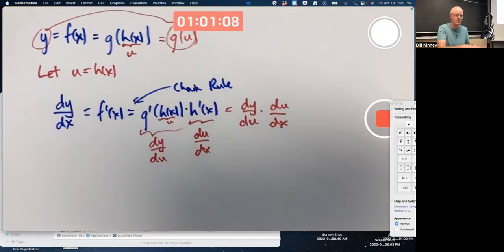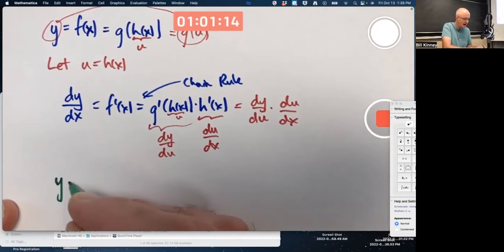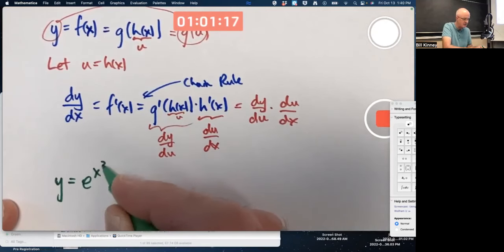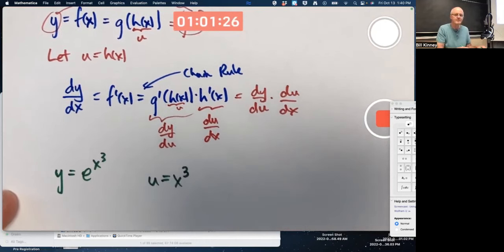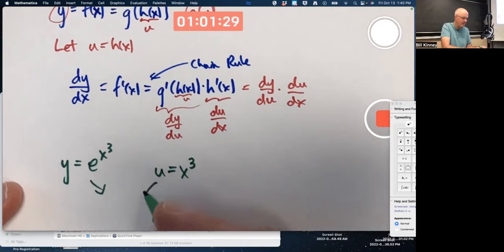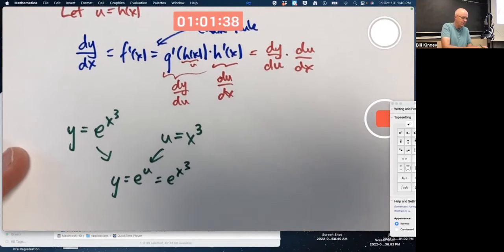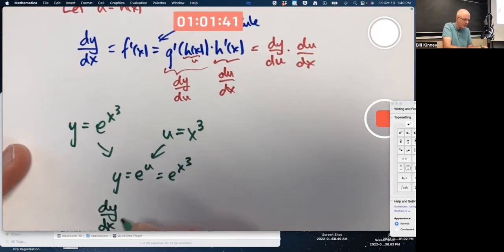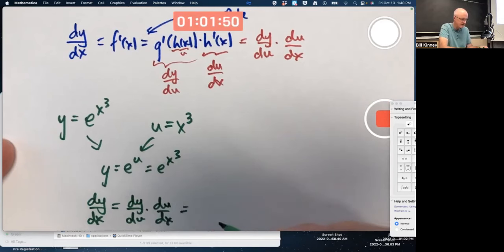To end class in 1 minute, I just want to apply this form of the chain rule to one example. I won't do the sine of it, but I'll do e to the x cubed. If you think of x cubed as being equal to a new variable, u, then y equals e to the u as well, which equals e to the x cubed. And if we're after dy dx, thinking of it as dy du times du dx, I can do those derivatives individually.